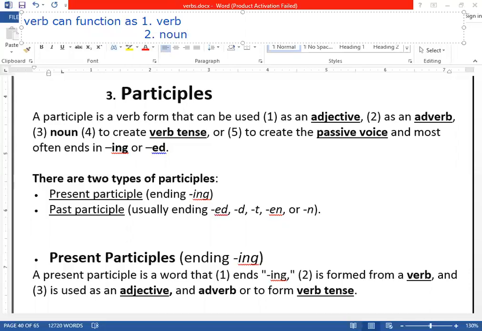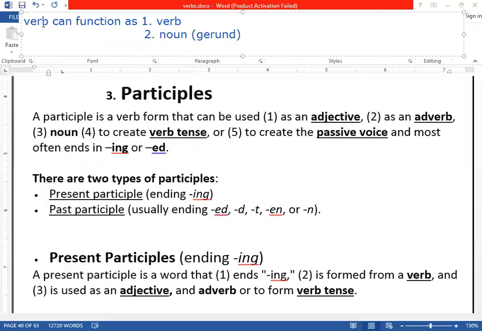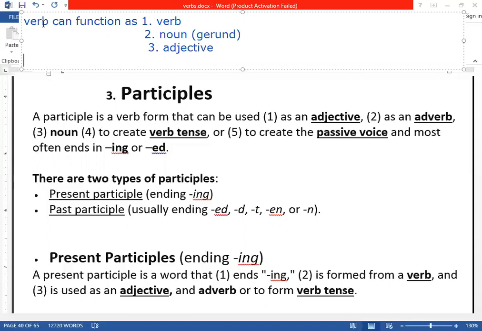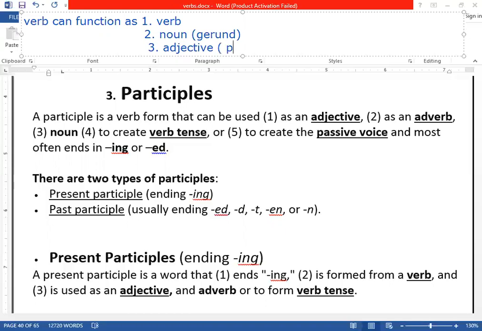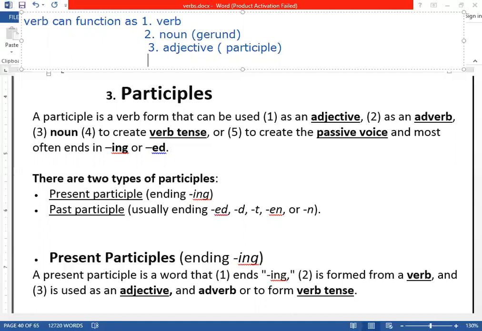And we had studied about gerund. And the third one, a verb can also function as an adjective. Clear? It can function as an adjective, as a participle. Participle is what we are going to study today. And the fourth one, it can also function as an adverb. Clear? Again, we will study that as a participle.